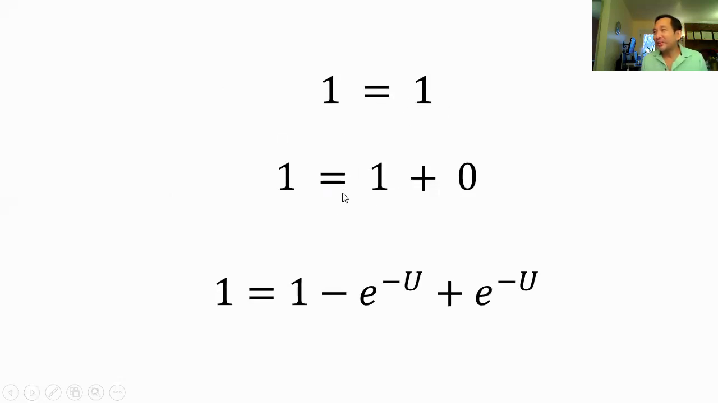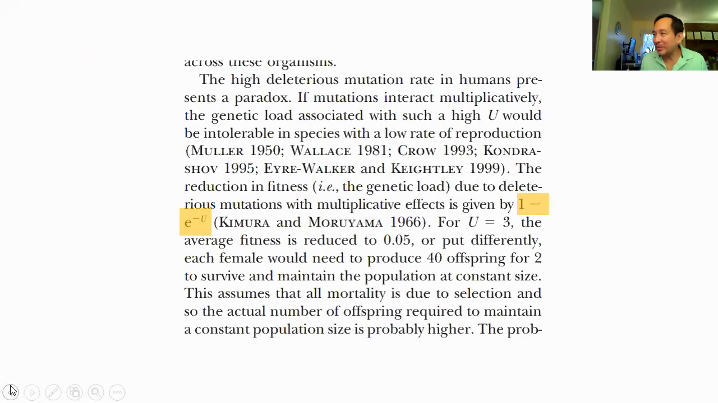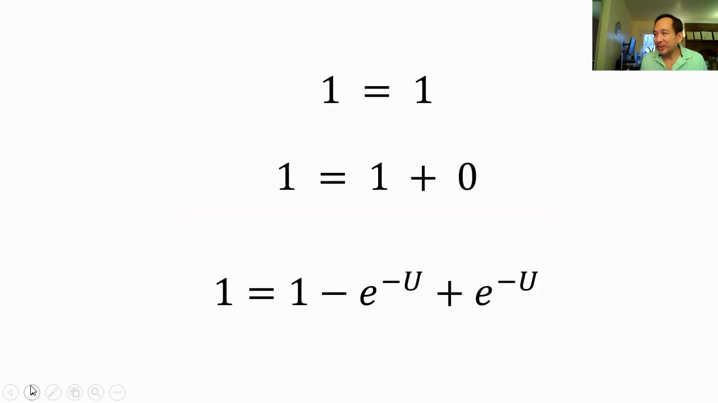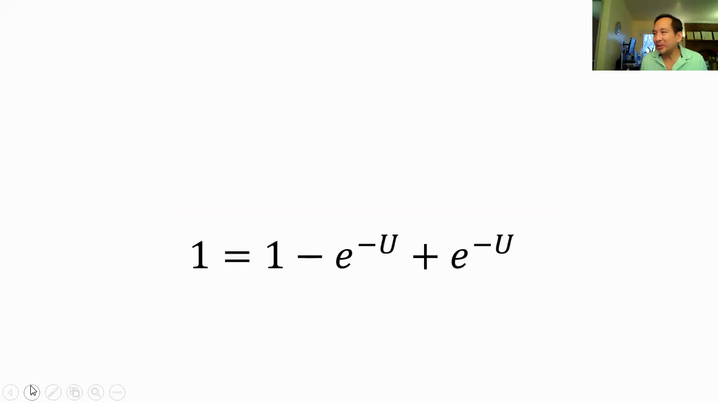1 equals 1, 1 equals 1 plus 0. And we can actually state this: minus e to the minus u and plus e to the minus u equals 0. So this is 0 right here. Yes, I'm trying to relate it to why we see sometimes the term 1 minus e to the minus u, and then sometimes we don't. That's all. This is just for completeness, and I won't belabor it.